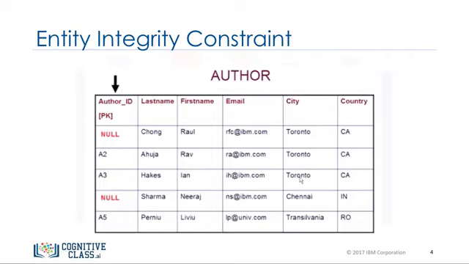The author_ID A1 points to author Raoul Chong from Toronto. If we replace the value A1 with null, we can still identify the author as Raoul Chong. However, if we also replace author_ID A4 with null, now we do not know which null value identifies which tuple. With the entity integrity constraint, no attribute participating in the primary key is allowed to accept null values.